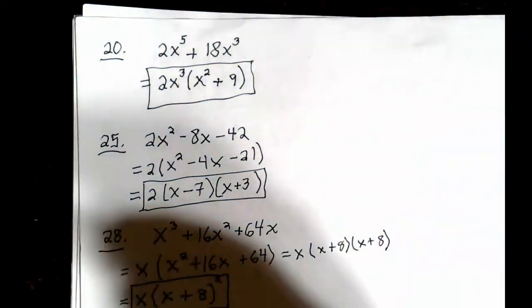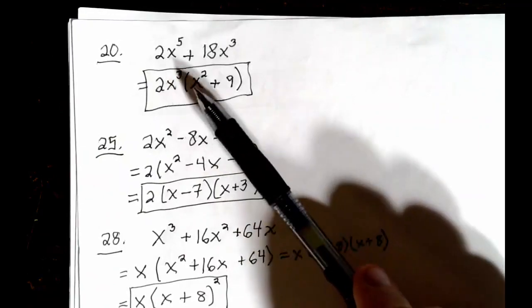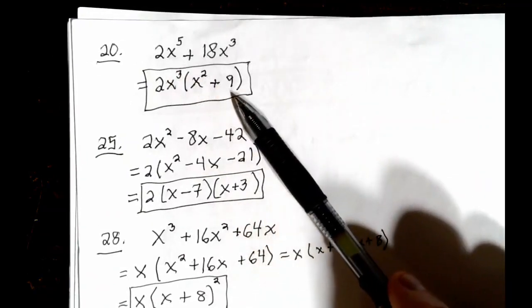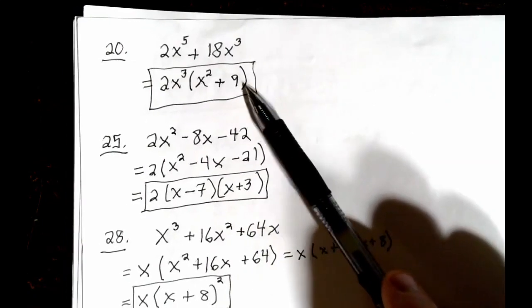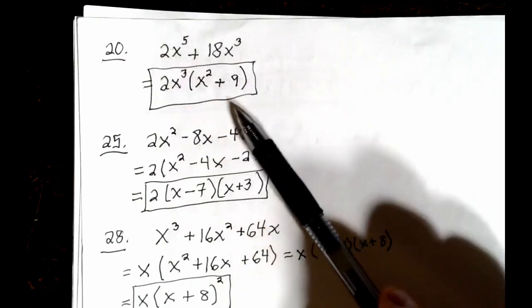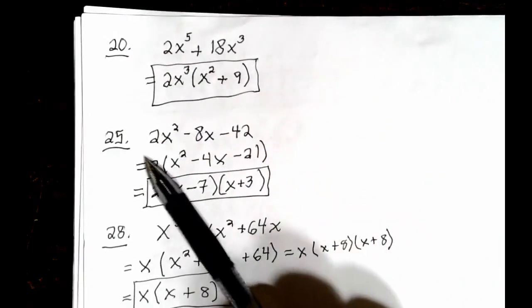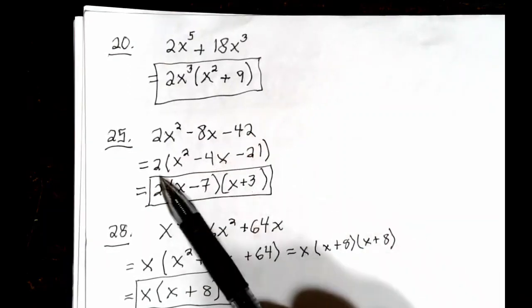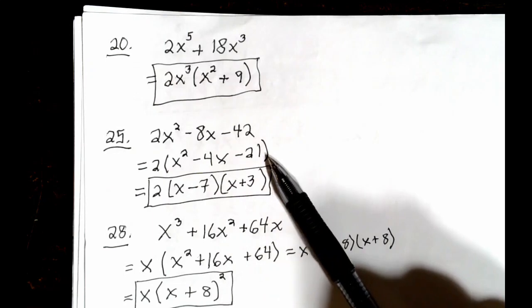You factor a 2 and an x cubed out of both of these, and you're left with x squared plus 9, which you think maybe that factors. But it doesn't. That's the sum of squares. We do not have a factoring rule for sum of squares. We have a factoring rule for difference of squares, which you'll see later. 2x squared minus 8x minus 42, you factor out a 2. Makes this a bit easier to work with.